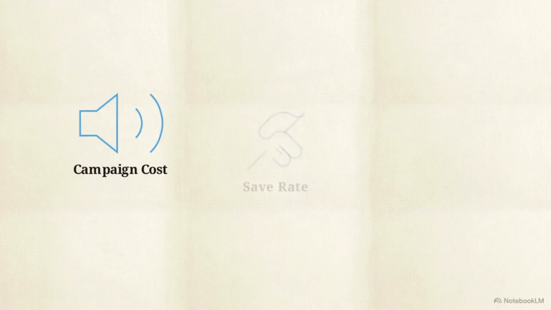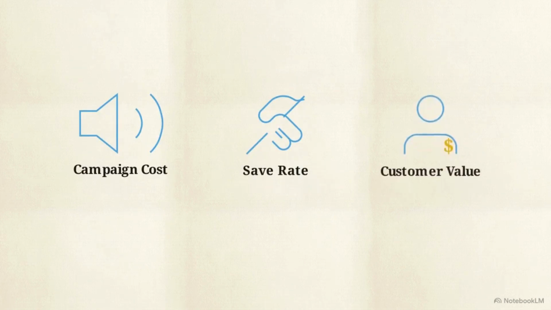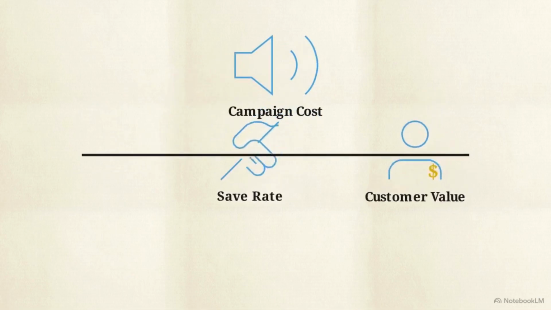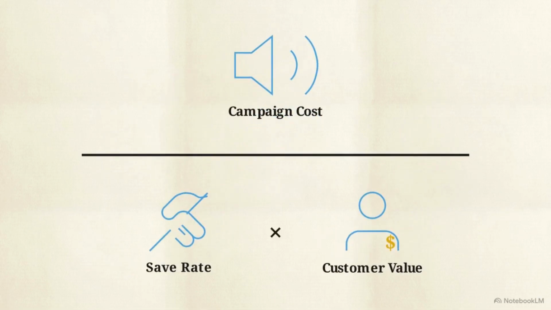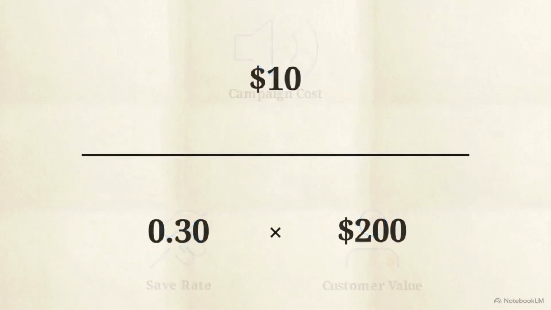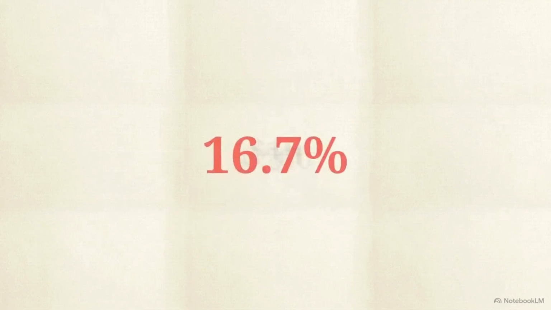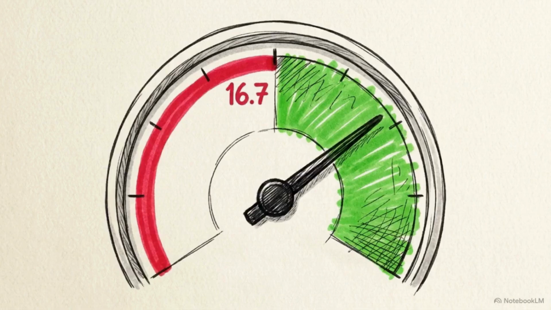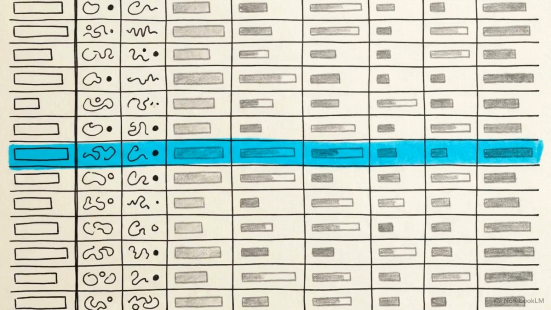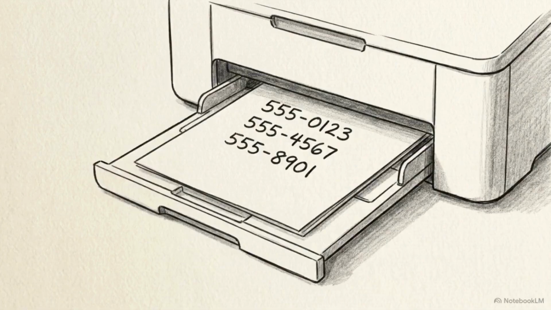We need 3 variables: outreach campaign cost, historical save rate, and a saved customer's revenue value. We divide campaign cost by the product of the save rate and customer value. With our example numbers, the math resolves to exactly 16.7%. Reaching out pays off once a customer's churn risk clears that 16.7% line. We apply this threshold directly to our pandas DataFrame to instantly generate a filtered, targeted call list.